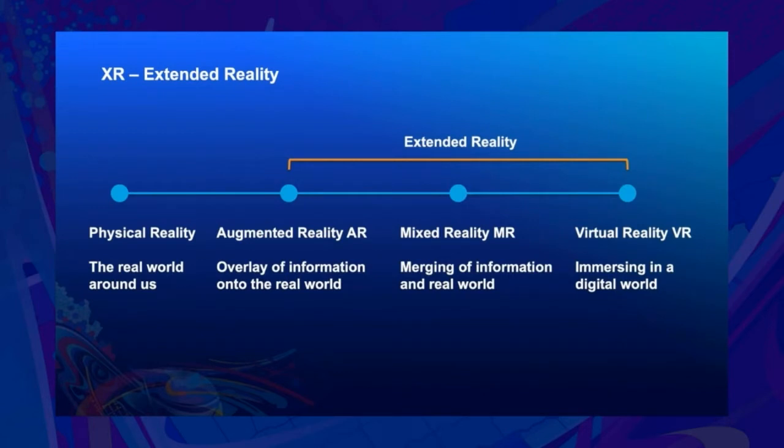Something that we're seeing often now is that all of these things come together and become something called extended reality, or XR for short. This is used to describe the full spectrum of VR, AR, and MR. And now, when you transition from the physical world to an extended reality experience, you can choose to supplement the real world with virtual content. So whether that's overlaying information onto the real world, in the case of AR, merging information into the real world, in the case of MR, or completely immersing yourself into a virtual world, in the case of VR.